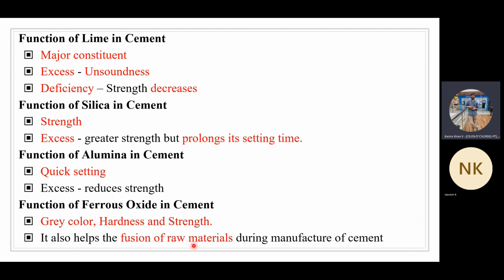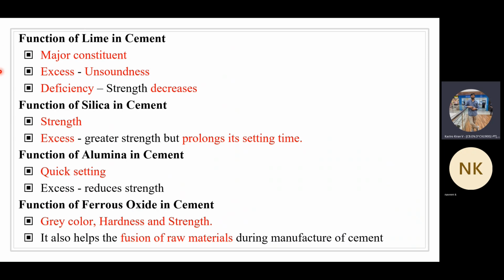And it also helps the fusion of the raw materials. When you want to mix all the raw materials, if they are mixing properly, that is because of the presence of ferrous oxide. So when you have enough quantity of ferrous oxide in the cement manufacturing process, whatever raw materials you are going to use, this ferrous oxide will help in the fusion of all the raw materials. Fusion means proper mixing, or what we'll call intimate mixing. So intimate mixing of all the raw materials will happen because of the presence of ferrous oxide.